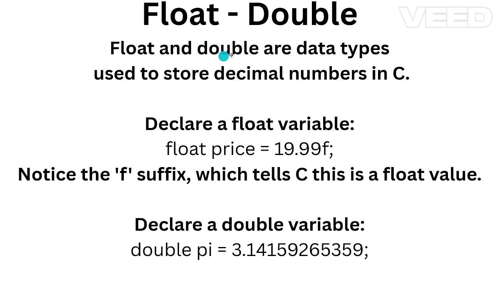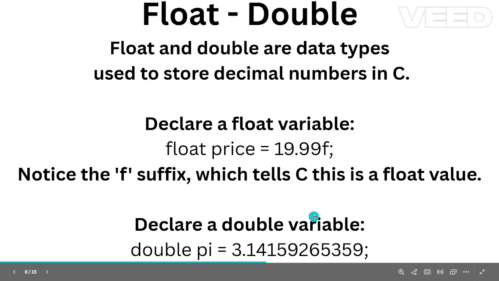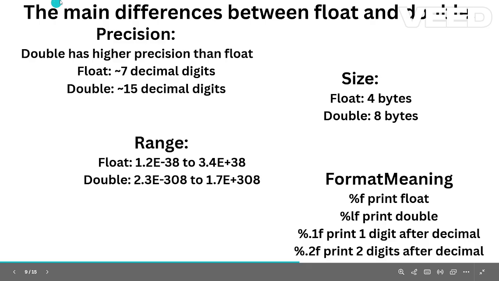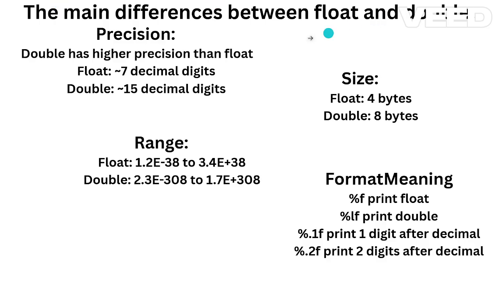Float and double. The float and double data types are used to store decimal numbers in C. Declare a float variable; a float literal always ends with the f suffix. Double is used for more decimal places. The main differences between float and double are precision, size, range, and format. Double has higher precision than float: float is approximately 7 decimal digits, double approximately 15. The size of float is 4 bytes, and double is 8.